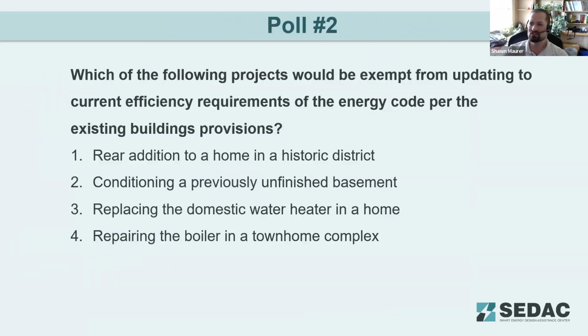So before we go on to our next section, we have our poll question here. We'll go ahead and launch this poll question. I guess Robert already started it. Yep. So our question is, just as an example, which of the following projects would be exempt from updating to current efficiency requirements of the Energy Code per the existing building's provisions? So if you have a historic building and you're doing an addition on the rear, if you're conditioning a previously unfinished basement, if you're replacing the domestic water heater in a home, or if you're repairing a boiler in a townhome complex. Which one of those would not be exempt?